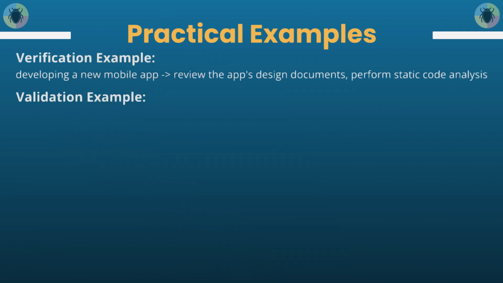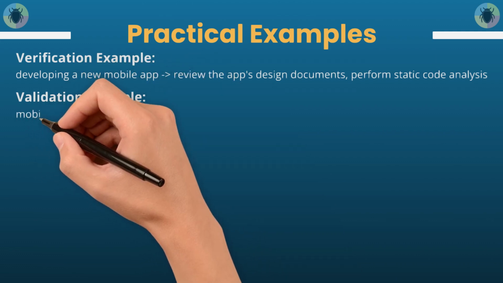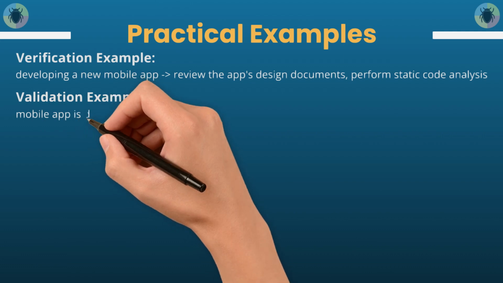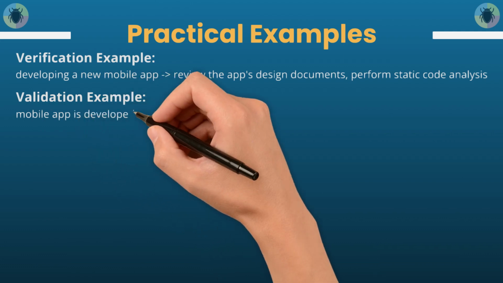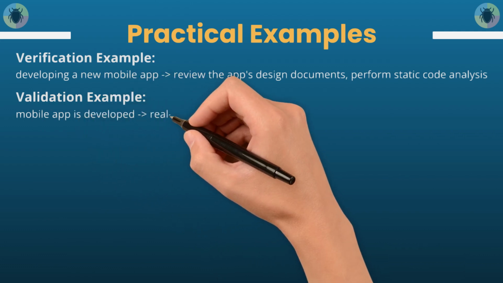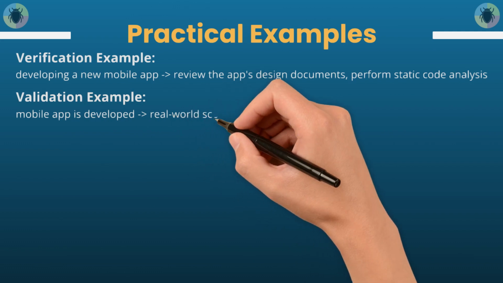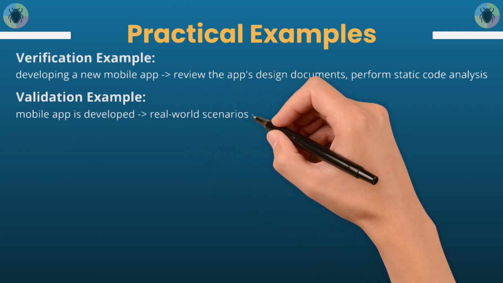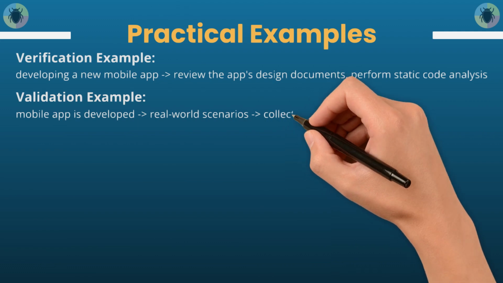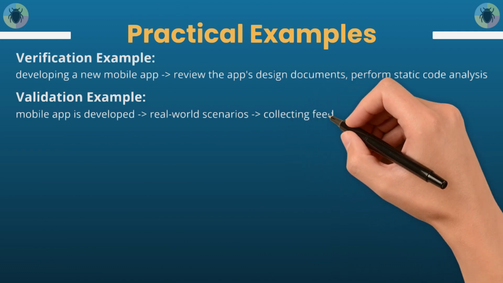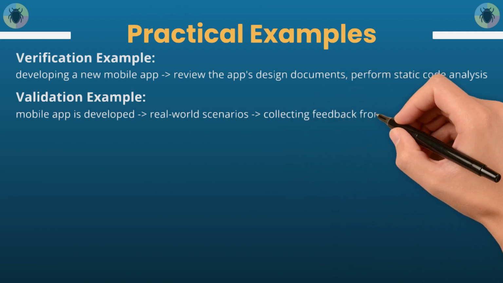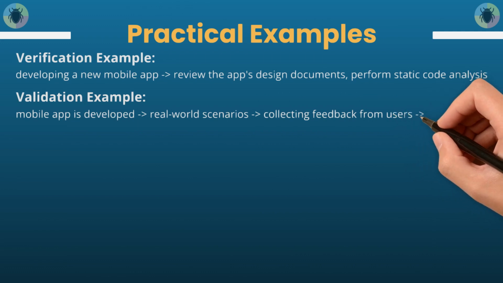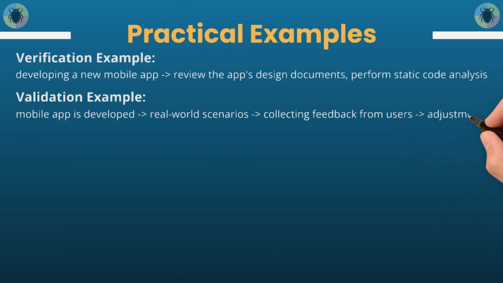Validation example. Once the mobile app is developed, you would test it with a group of end users to ensure it performs well in real-world scenarios. For instance, you would check if users can easily navigate the app and if all features work as expected under actual usage conditions. This testing might involve collecting feedback from users and making adjustments based on their experience.